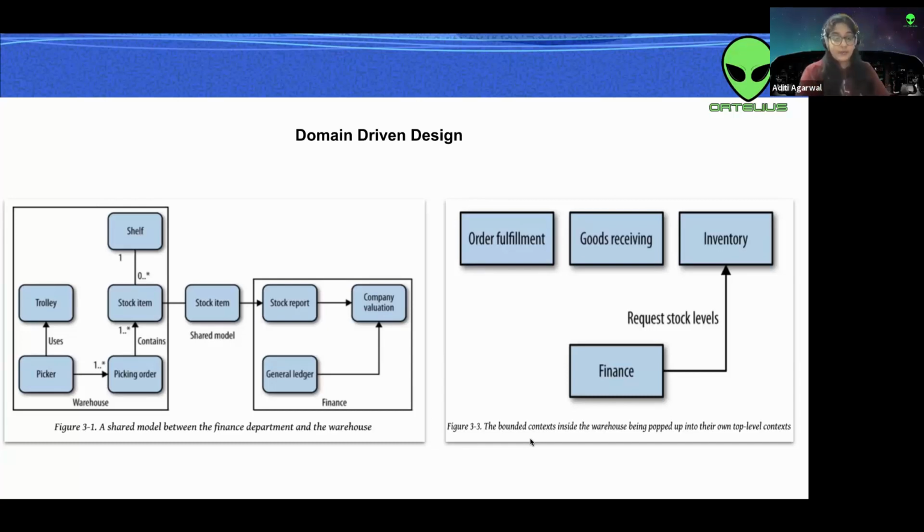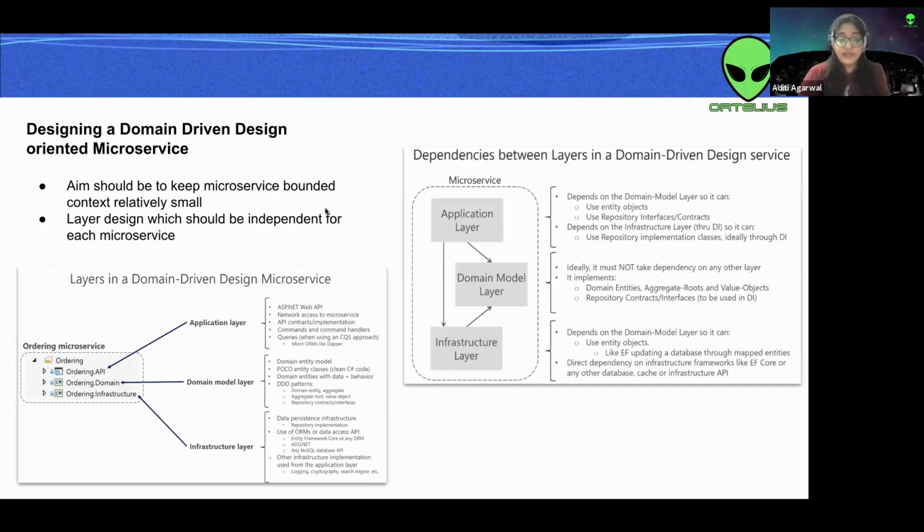I hope you get a broader view of domain driven design till now. When a system is designed using domain driven design, we have three layers which are independent for each microservice. As I have already discussed, the aim should be to keep the microservice bounded context relatively small, so it is easier to design. The layer design which should be independent for each microservice is this: each microservice has three layers, that is application layer, domain model layer, and infrastructure layer.